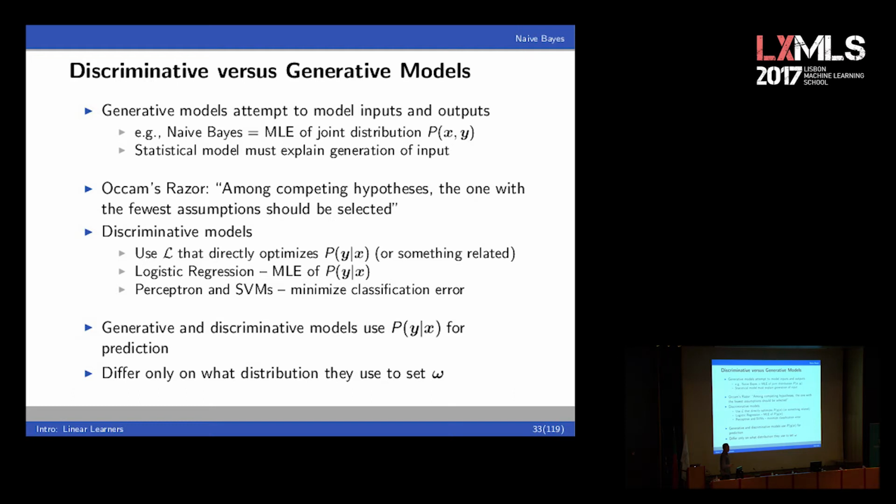But Occam's razor, now that we do machine learning and all we care about is not simulation or turning a model around, all we care about is we have a test set or an application and we want to do good predictions, and predictions means conditional probability, probability of label given inputs. So Occam's razor says among competing hypotheses, the one with the fewest assumptions should be selected. And the one with the fewest assumptions is the one that just gives you probability of label given input. So what we should set up is an objective that models this conditional probability directly.